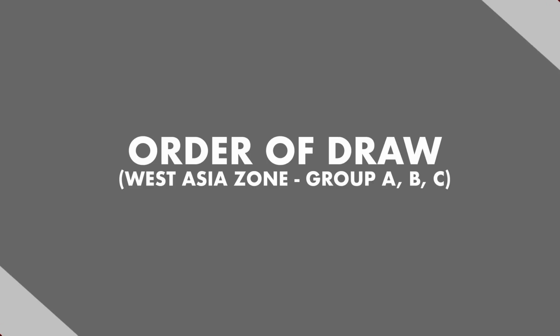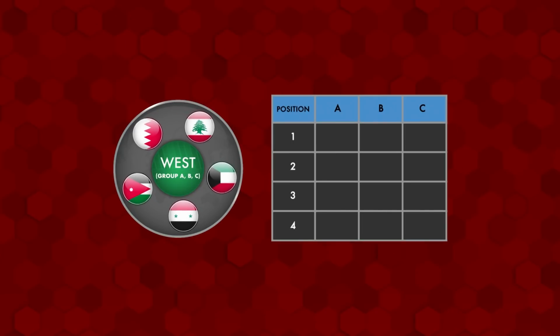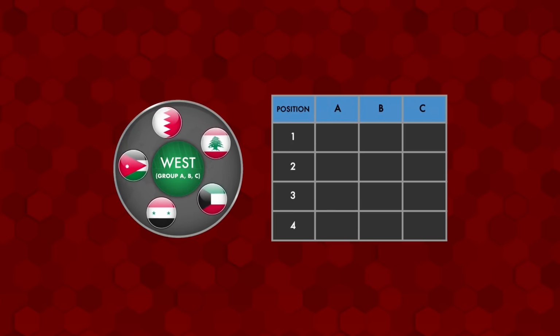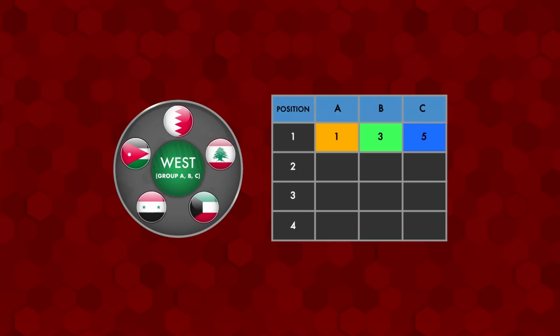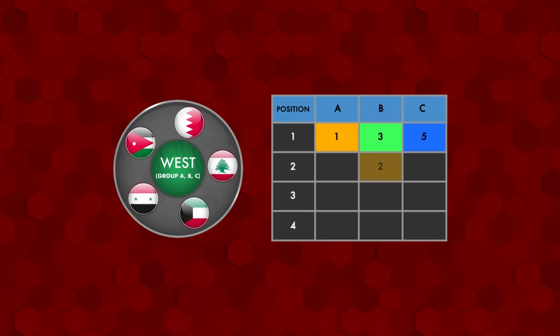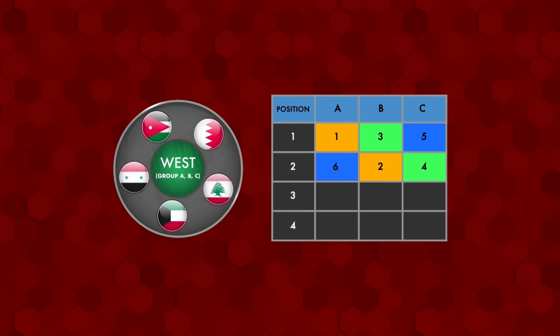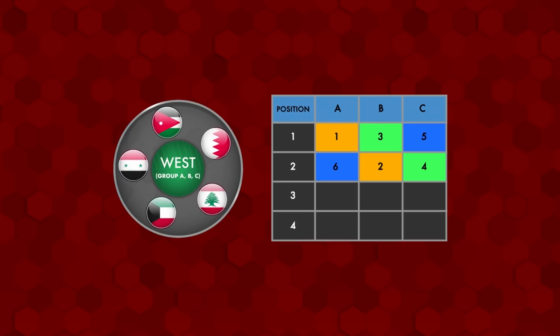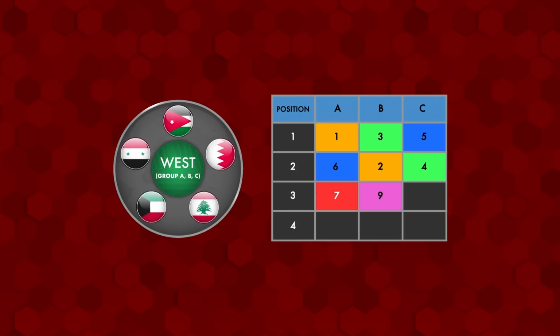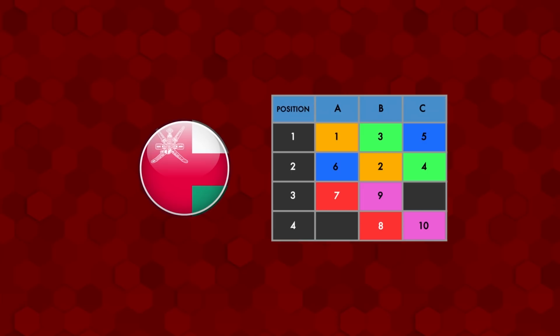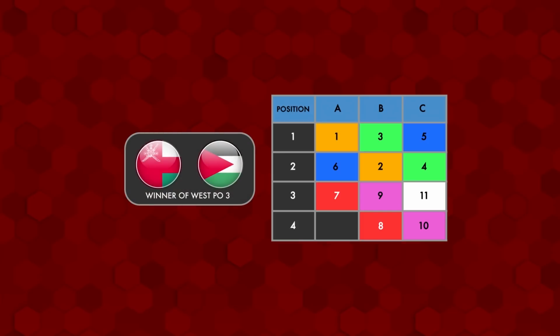Order of draw, West Asia Zone, Group A, B, C. League champions of the first, second and third drawn MAs will go into positions A1, B1 and C1, while the remaining clubs will go to positions B2, C2 and A2 respectively. League champions of the fourth and fifth drawn MAs will go to positions A3 and B3, while the remaining clubs will go to positions B4 and C4 respectively. Based on the ranking, club from Oman will take position C3. Playoff winner between Oman and Palestine will take position A4.